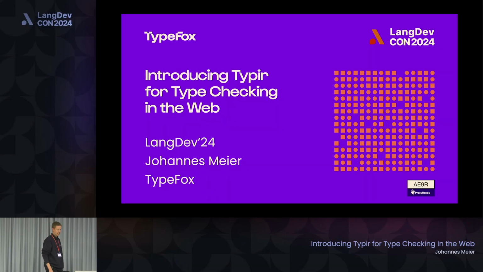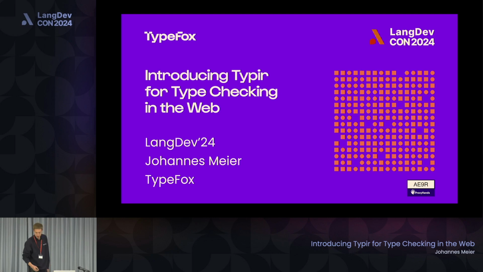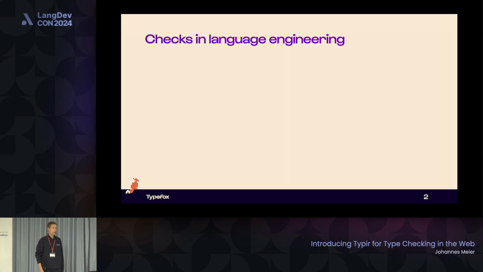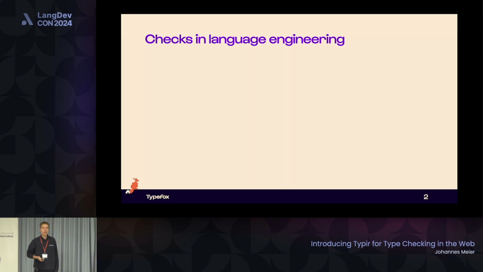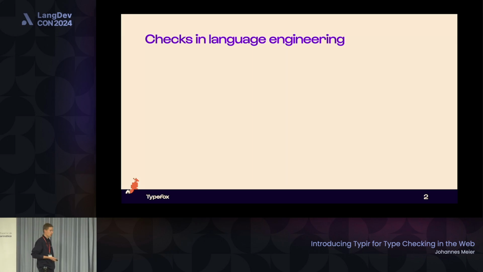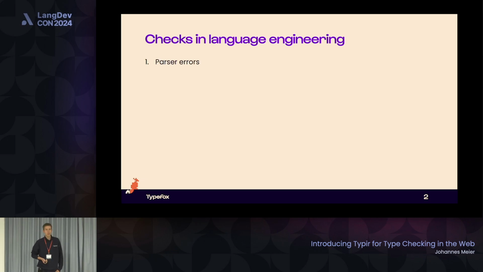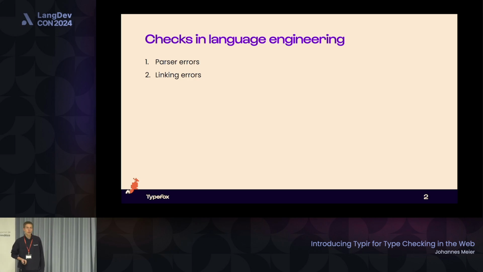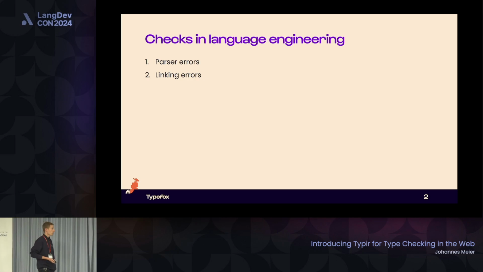Thanks a lot. Today we are talking about type checking, and in the area of language engineering we have a lot of checks on things we want to validate and to ensure in order to support users with nice error messages. For example, the most obvious thing are parsing errors when the user types stuff which does not conform to the written grammar. Also, cross-references might not be resolved, then we get some linking errors.